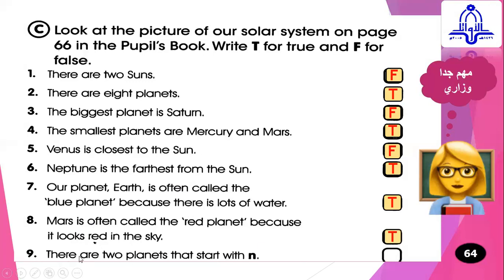Finally, number 9, there are 2 planets that start with N. هنالك كوكبان يبدأان بحرف ال N. This statement is incorrect. We just have Neptune, اللي هو begins with or starts with letter N. فقط عندي كوكب نبتون اللي يبدأ بحرف ال N. So this statement is incorrect. We should write F.